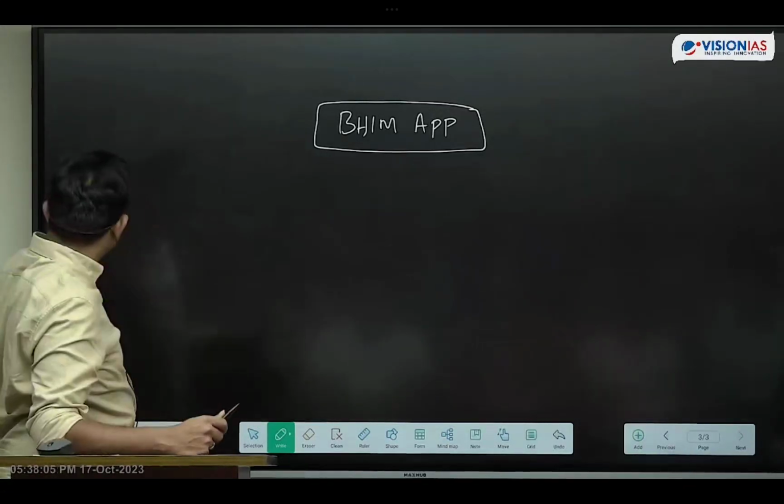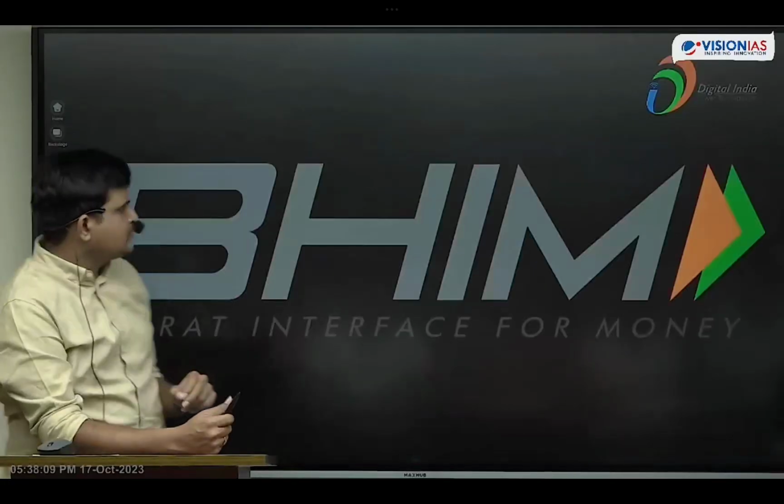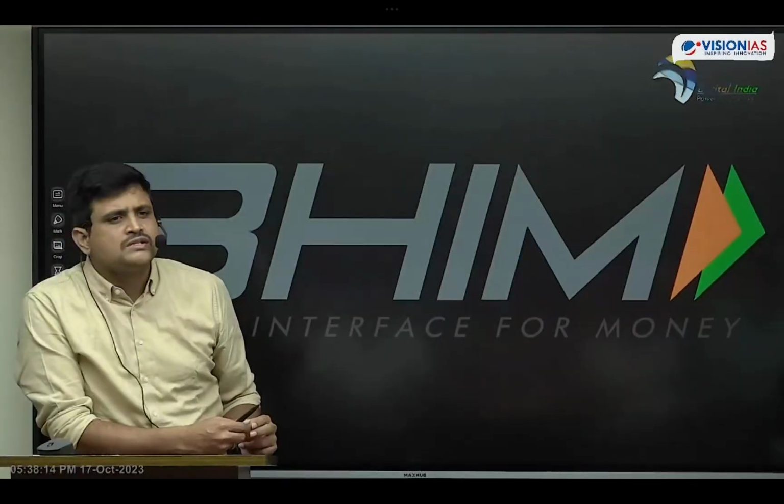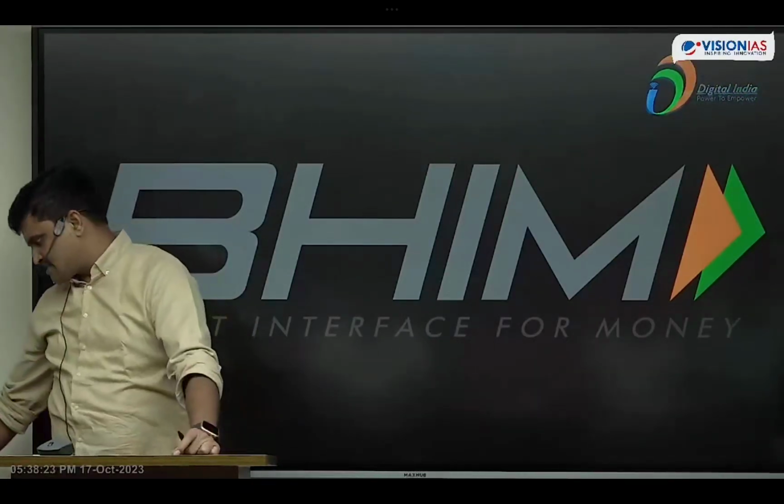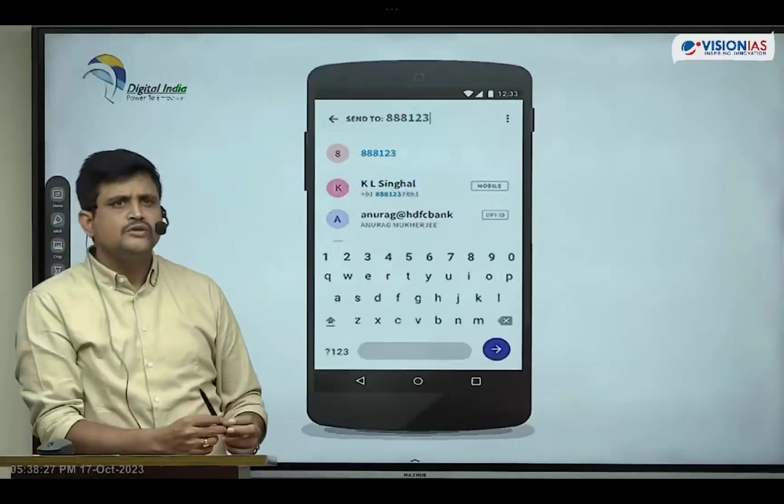Next one is, does Beam support wallet services? No, Beam doesn't have a wallet service. Direct cash means account to account transactions. Now, simple and easy transactions. Beam works based on UPI. UPI means Unified Payment Interface.